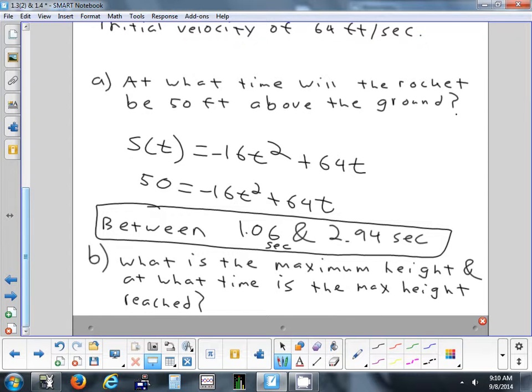If I said to you, when is it exactly 50 feet above the ground? It's not between these two times, it's exactly at those two times. That'd be a slightly different question.